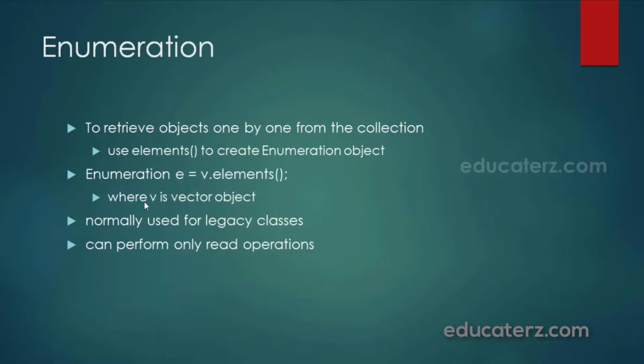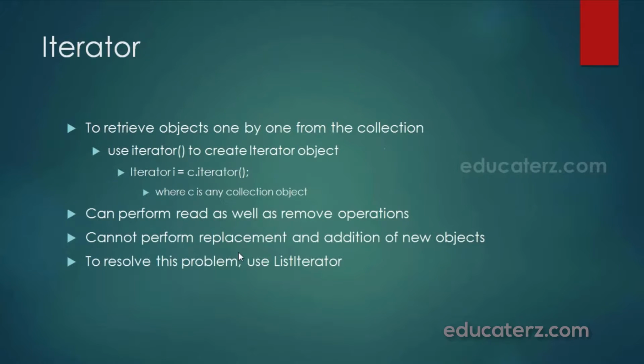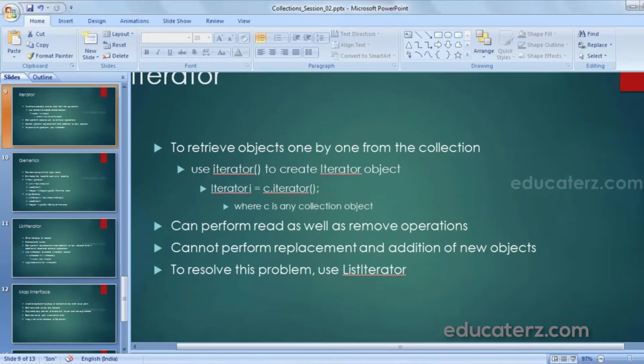That is the reason we say enumeration can perform only read operations. And next is iterator. Again, iterator is the same thing, to retrieve objects one by one from the collection object. In order to use iterator, I have to use the iterator method on the collection object. And this iterator object can perform reading as well as removing operations, but it cannot perform replacement and addition of new objects.